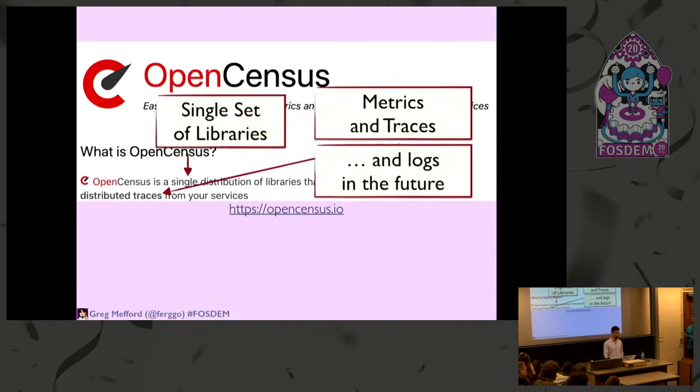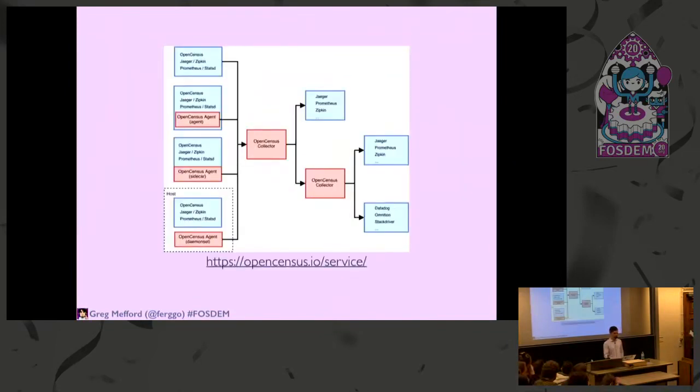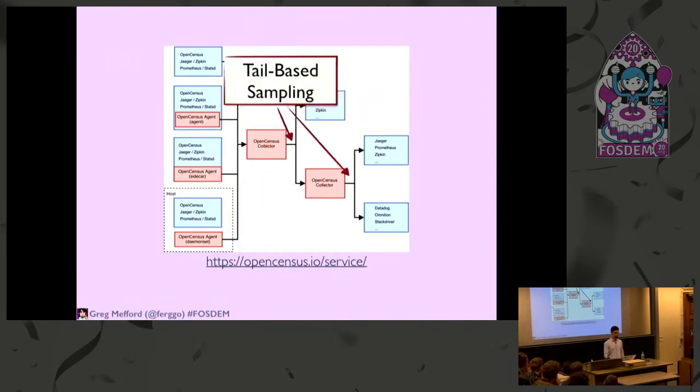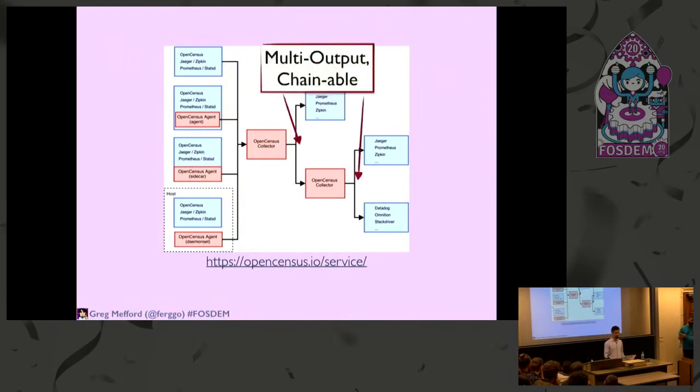And they were planning on having logs in the future. OpenCensus has a whole bunch of different deployment options. You can have nothing in your app, or you can have something in your app that talks to an external collector, or you can deploy it as an agent in your app or a sidecar container, whatever you want to do. And then those OpenCensus collectors support the tail-based sampling thing that I was talking about. You can also chain them and output to multiple different vendors or open source internal platforms.